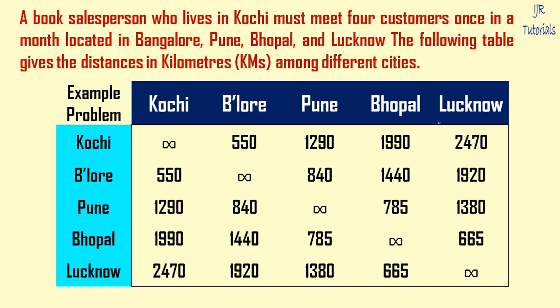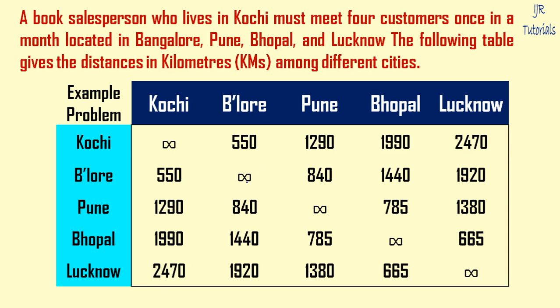And in the matrix, the kilometers are given. Kochi to Bangalore, approximately 550 kilometers. Kochi to Pune, 1290 kilometers. So approximate kilometers were given here. And if you observe Kochi to Kochi, there is some restriction. That means he started in Kochi, and only once he has met the four customers located in different cities, after that he must visit his hometown. That's the reason Kochi to Kochi restriction is there.